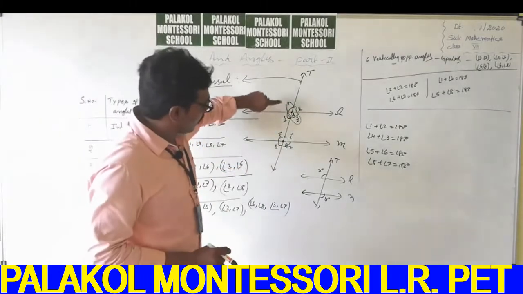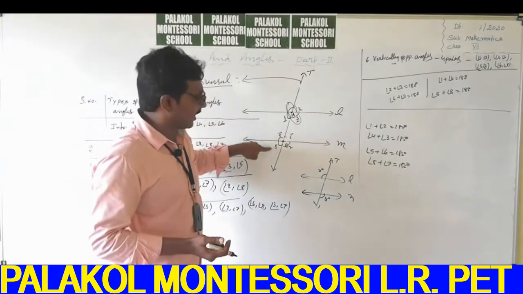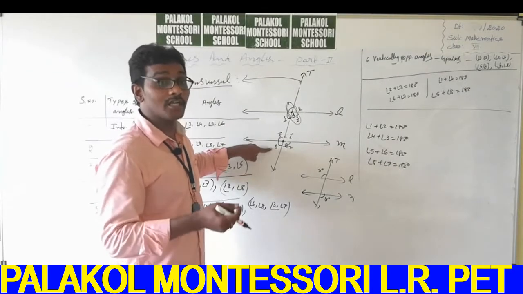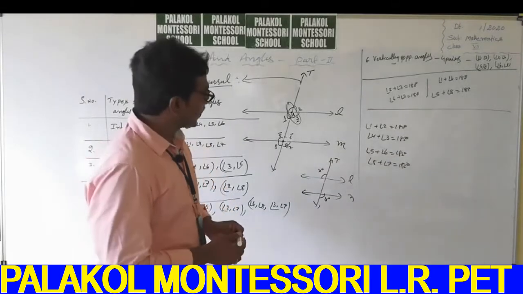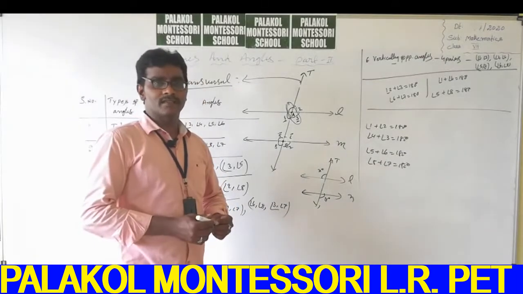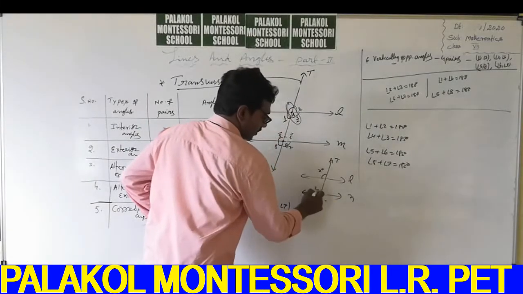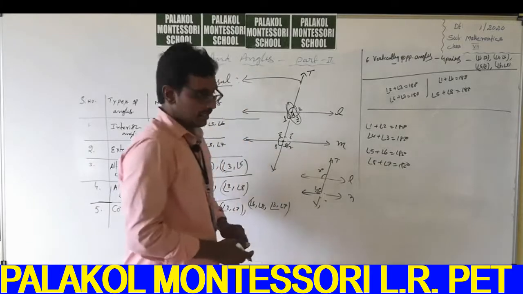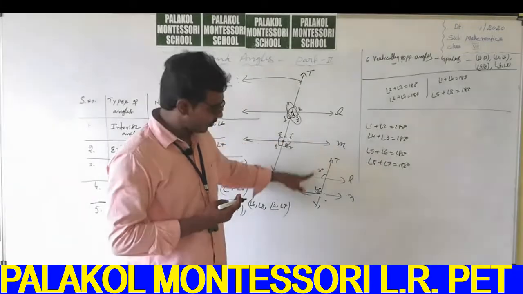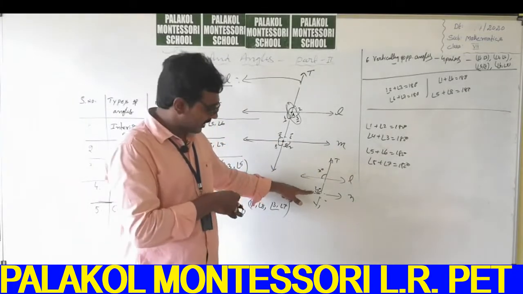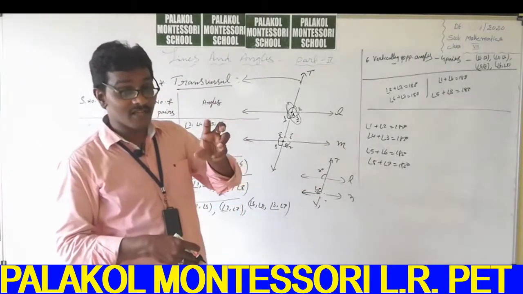Clear? So what is the meaning? Angle 1 is equal to angle 7, angle 2 equals angle 8. That is alternate exterior angles. Next one, corresponding angles. Yes, on the same side of the transverse, one is outside, one is inside. That type of angles are called corresponding angles. The corresponding angles are also equal.